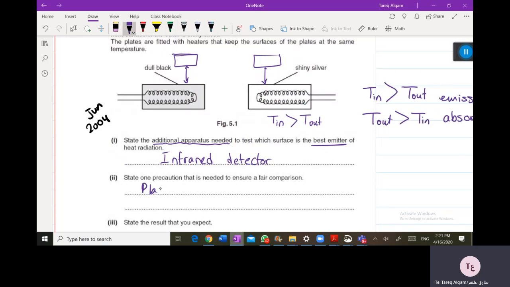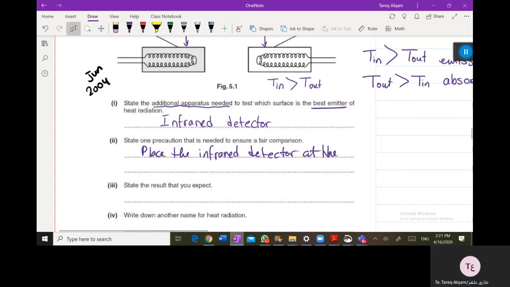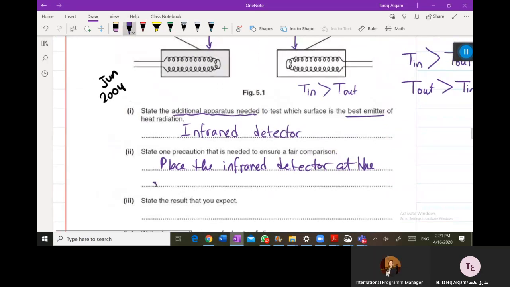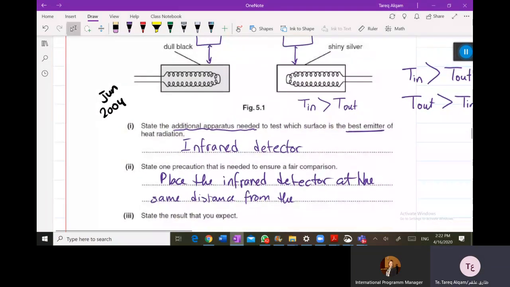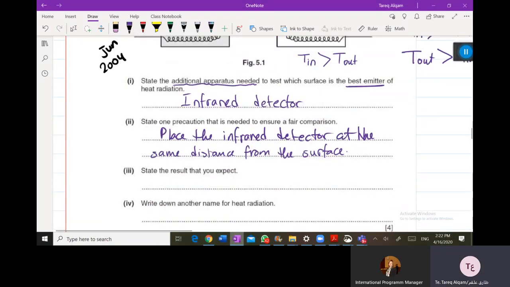We have to place the infrared detector at the same distance from the surface of the heater. State the result that you expect.